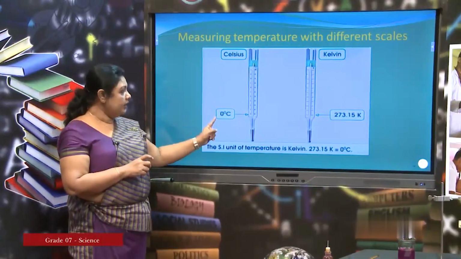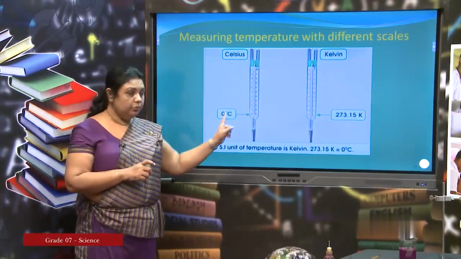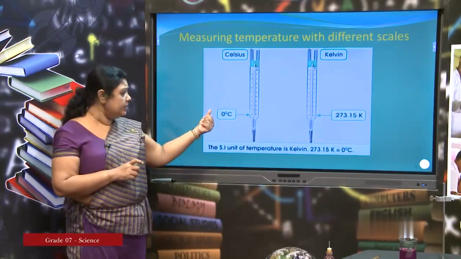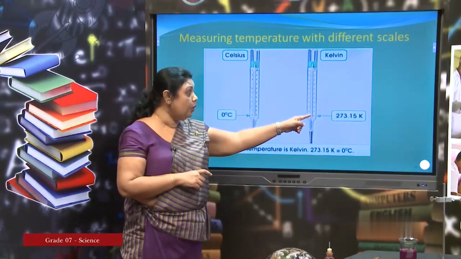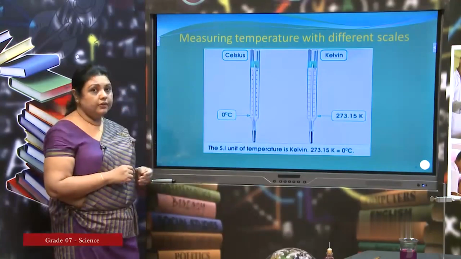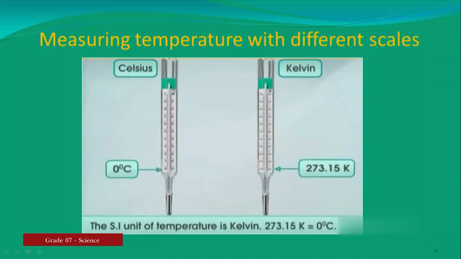Look at this. These both are the same thermometers, but here it is 0 degrees Celsius, but here 273.15. What is the difference here? You can see degrees Celsius and Kelvin. So, two different measurements are there, but the same level. In other words, 0 degrees Celsius is equal to 273.15 Kelvin. So, that is the equal level.